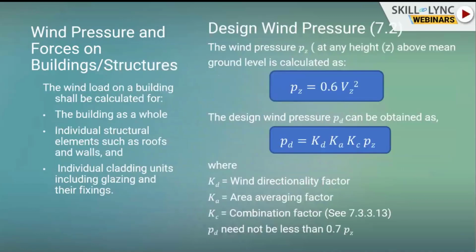Once you have found your basic wind speed, you have to calculate your design wind pressure. There are different formulas to calculate that. You have to find your wind pressure PZ at any height of the building. And then once you have found your PZ, you have to again find your design wind pressure. This is the value that you are going to use to design your structure, which also has some multiplication factors, KD, KA, and KC, which I'm going to talk about now.